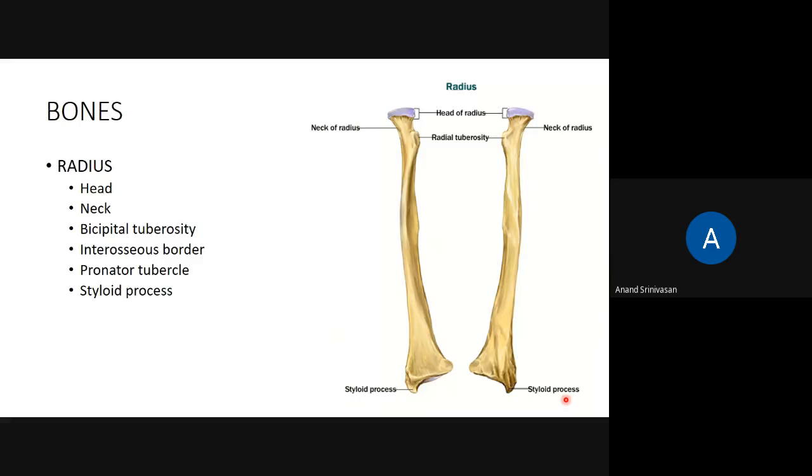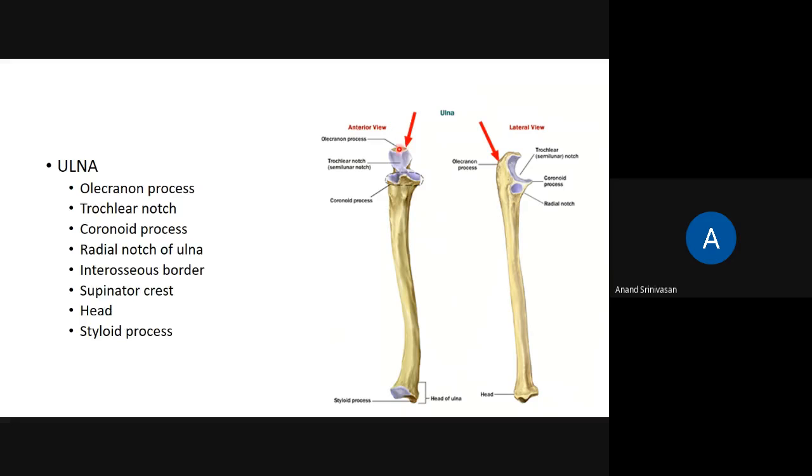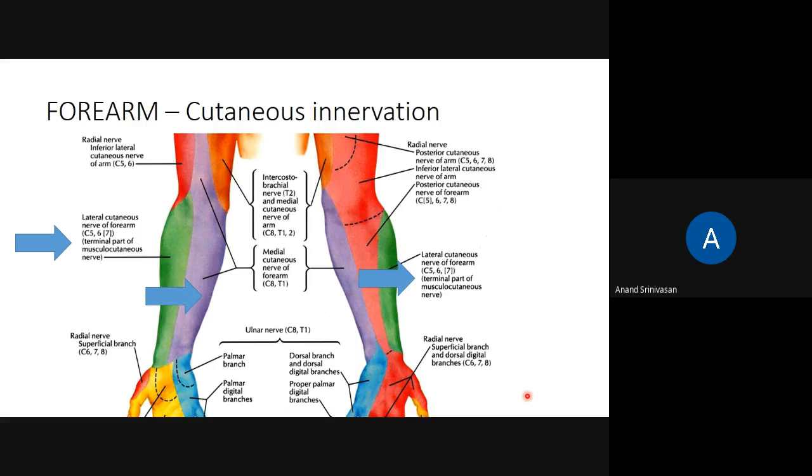So these are the structures in the radius. In the ulna, there are the olecranon process, the trochlear notch, the coronoid process, and the radial notch. Remember this is an ulna bone, but here you can see the radial notch of the ulna, because this is the place where the radial head is articulating. Then the interosseous border, the supinator crest, the head and the styloid process.